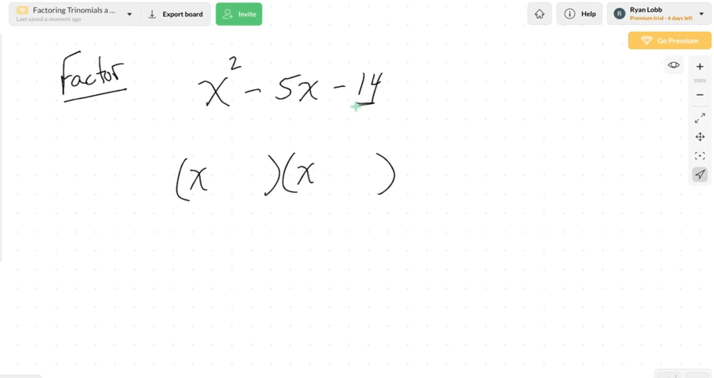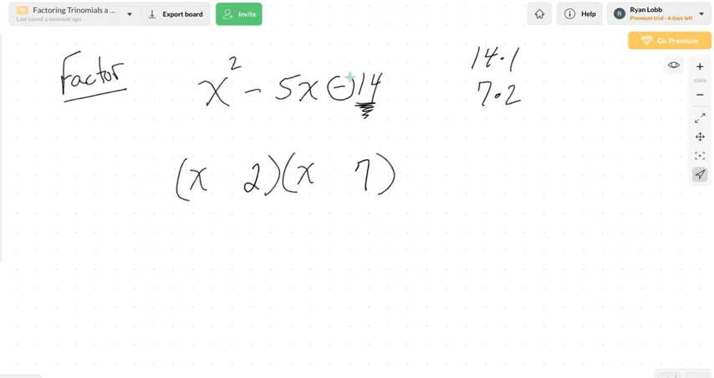Now you say factors of 14. So what do you multiply to be 14? 14 times 1, 7 times 2, right? Factors of 14 that subtract to 5. So what do you multiply to get 14 and subtract to get 5? Again, you look at these two, clearly 2 and 7 work. Now, how do we know what sign's going here?